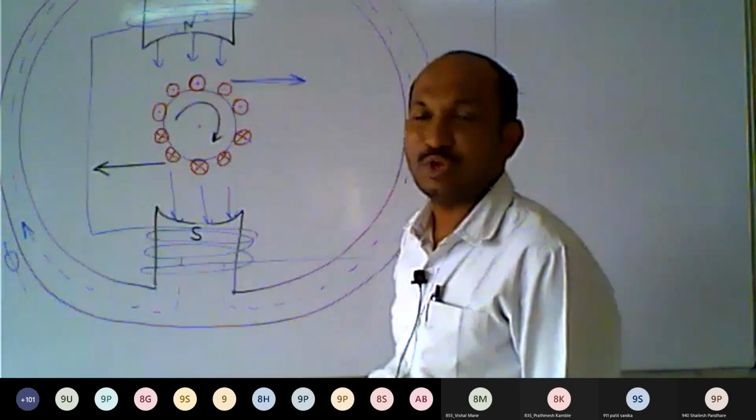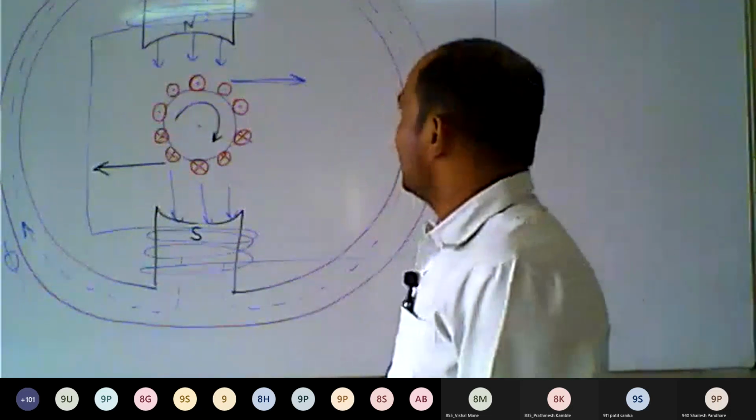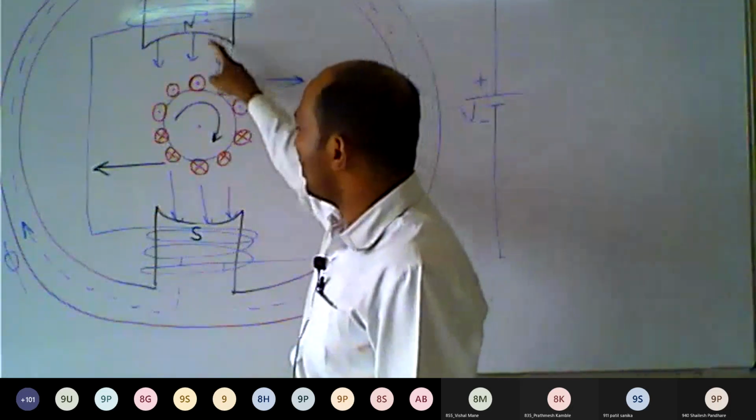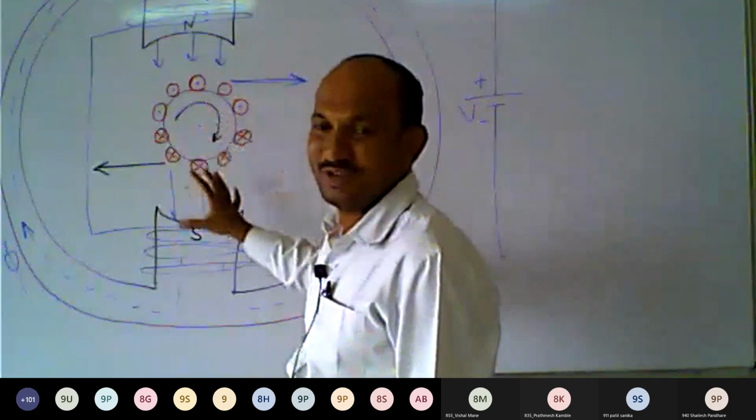In the yoke, from the yoke, that magnetic flux will complete the path. So this is called the yoke. This is called the north pole, and this is the south pole, and due to that north pole and south pole, a magnetic field will be created.